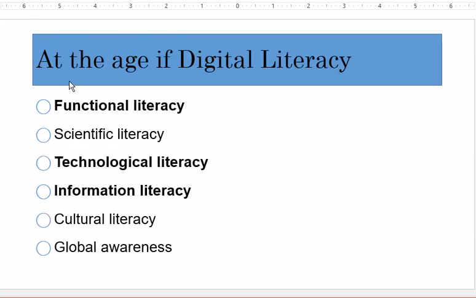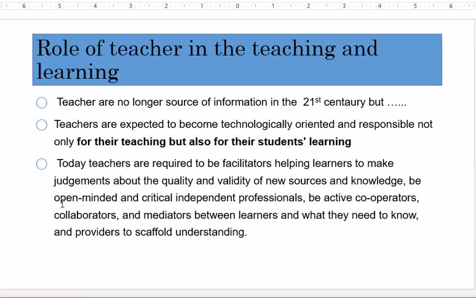Now these are some of the literacies in the age of digital literacy: functional literacy, technology literacy, information literacy. There are also scientific literacy, cultural literacy, and global literacy. However, we are talking basically about technology.